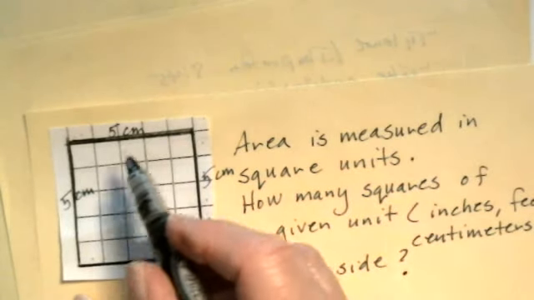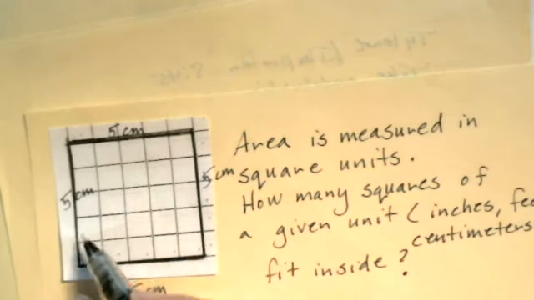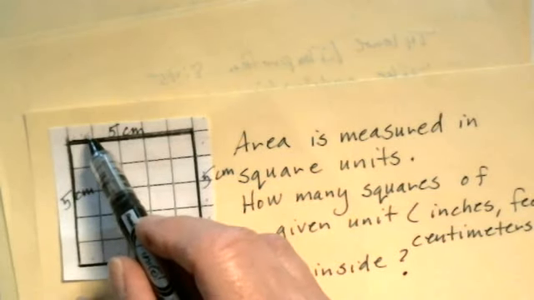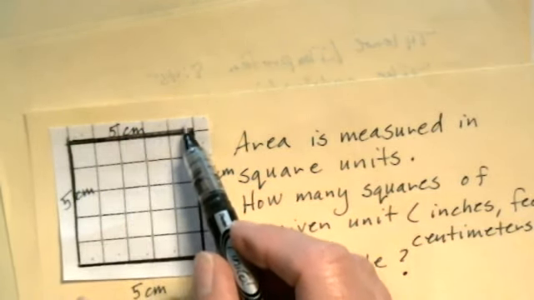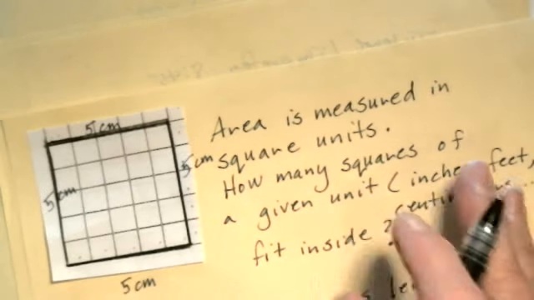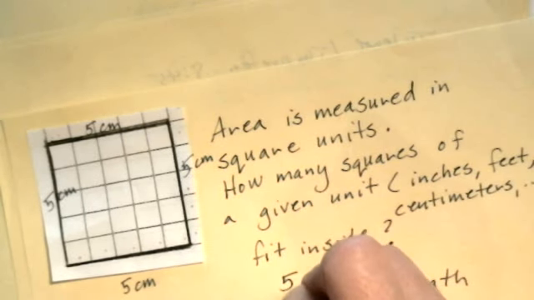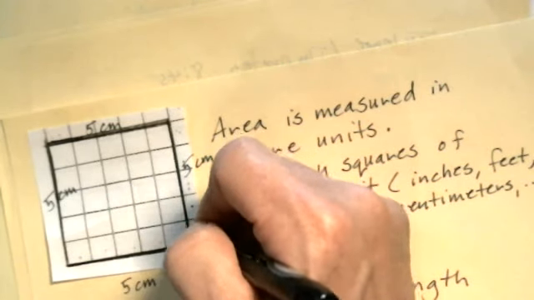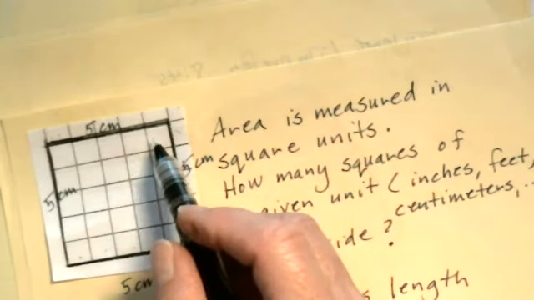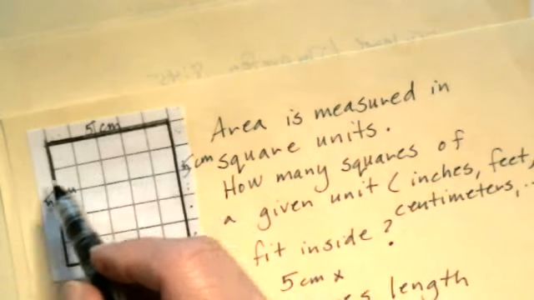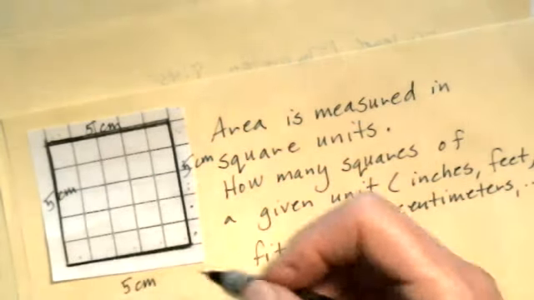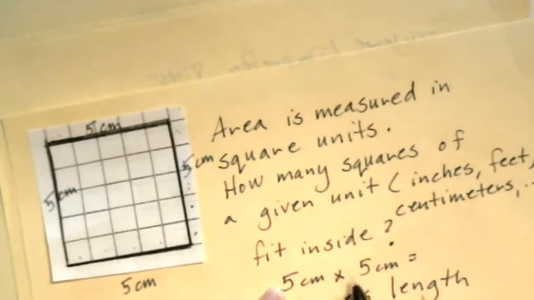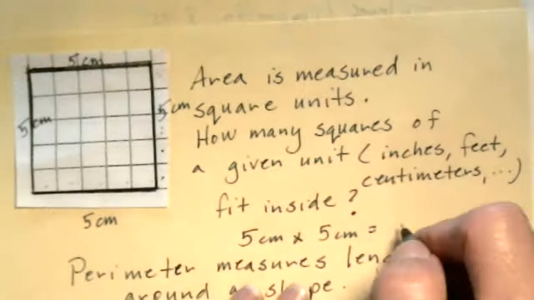Okay, so if I needed to find the area because I wanted to fill this entire inside, I would do 5 centimeters times 5, just like when we did arrays. Okay, we have 5 rows times 5 columns. And 5 times 5 is 25.